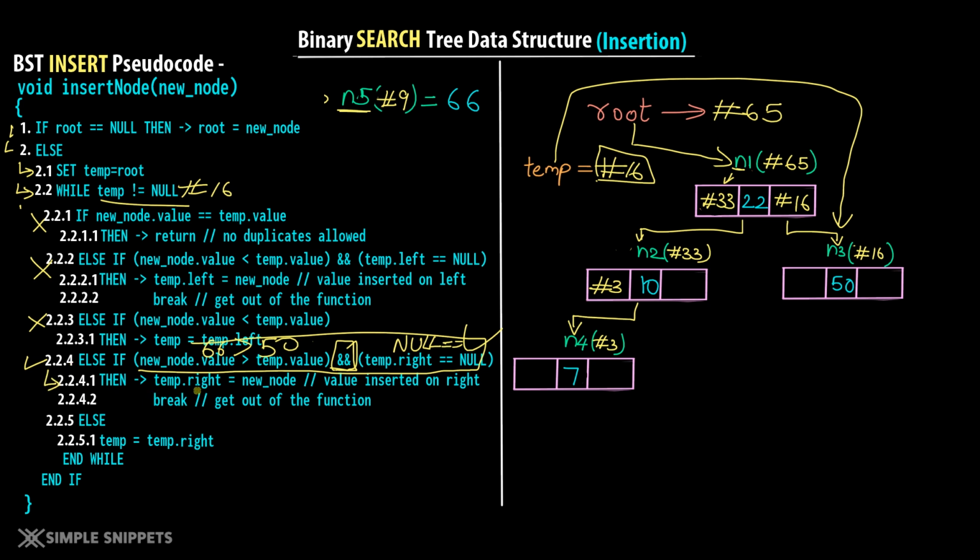And we will say temp.right equals new node. So this new node's address of #9 will be stored over here as temp.right. So #9 will go inside temp.right. And then we can add a new node over here. Let's do that. And then n3 will be linked to n5. So n3's right child will be n5. And you can break out of the function over here. You'll come outside and you can say that value inserted.